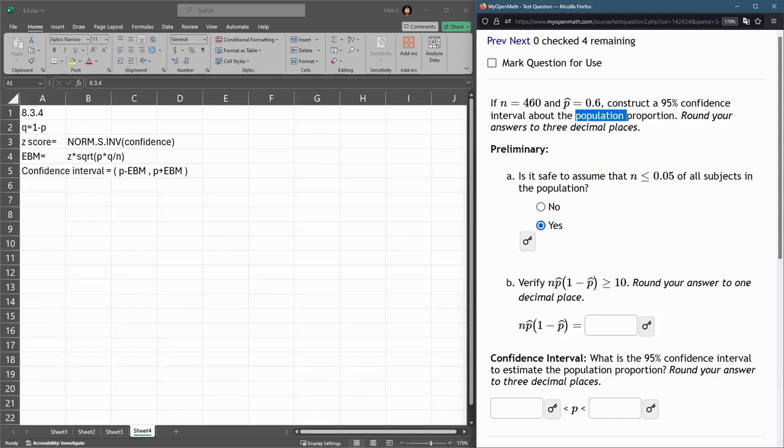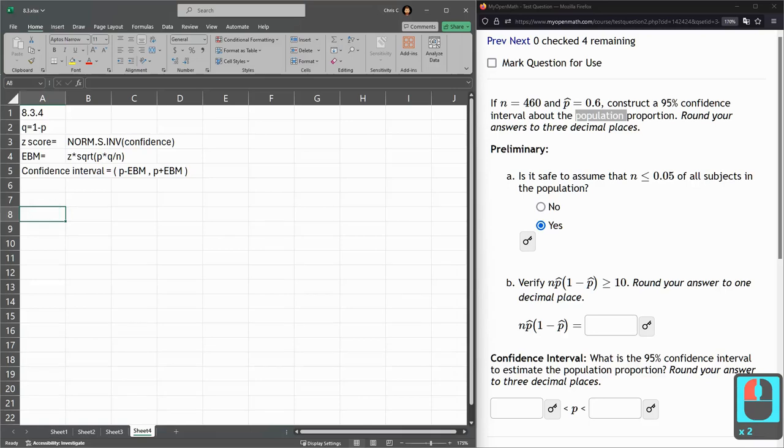This one does want us to compute n times p, and 1 minus p is q, so we do need to compute that. Let's go ahead and type in all of our values. P is 0.6, q is 1 minus p, and my n is 60.